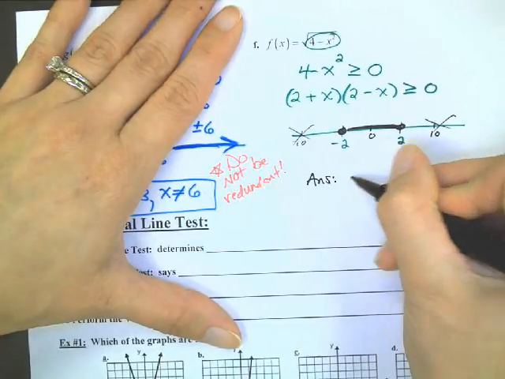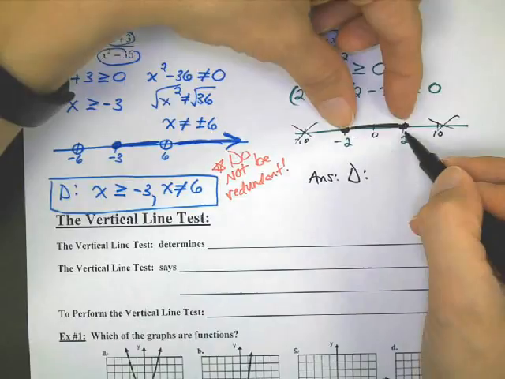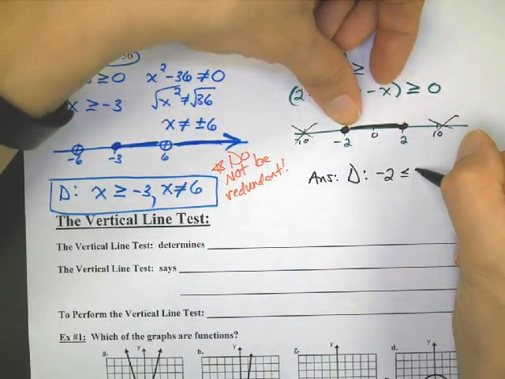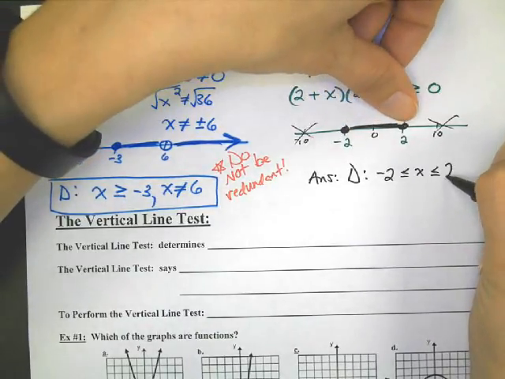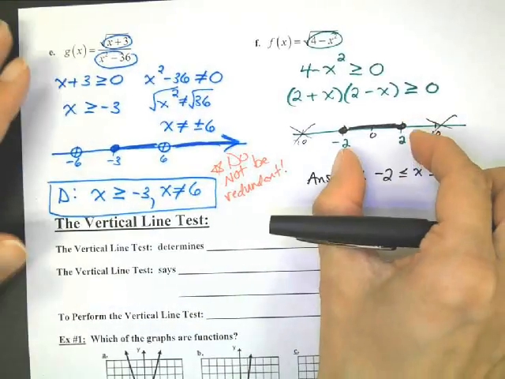So where's the answer? Where's the domain? You are only allowed to plug in numbers that are negative 2 less than or equal to x, less than or equal all the way as high as positive 2. Remember, these are always less than signs. That's how you write a sandwich.